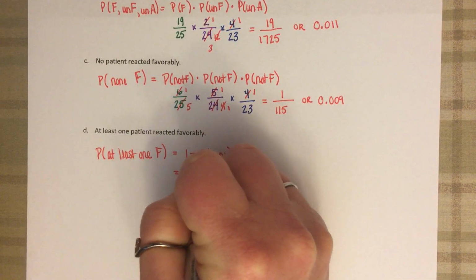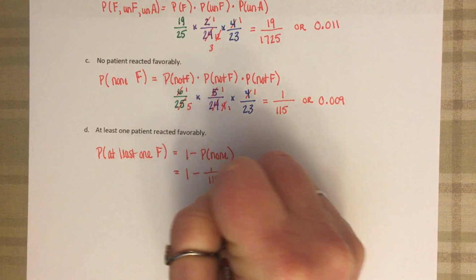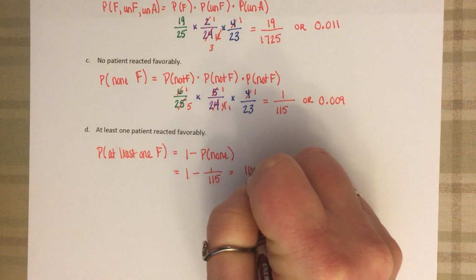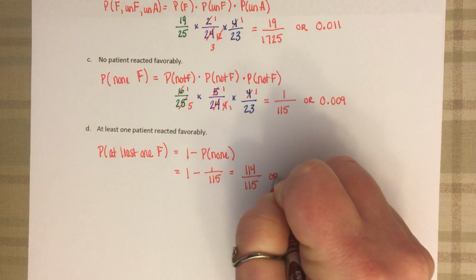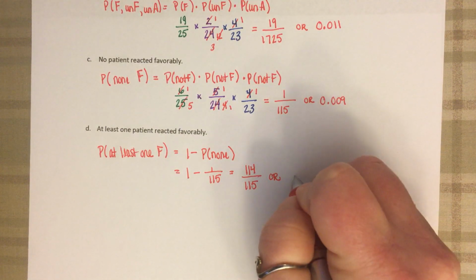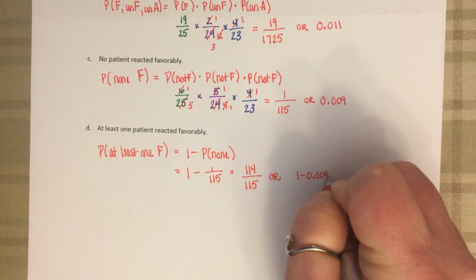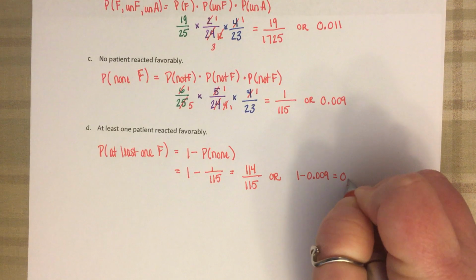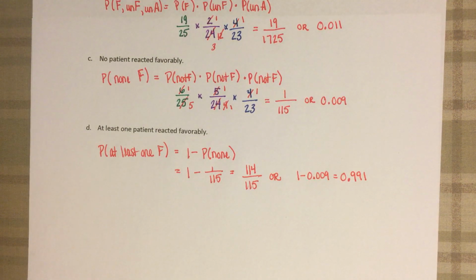So we're going to take 1 minus our 1 out of 115, which is going to give us 114 out of 115. Or if we subtract as a decimal, 1 minus 0.009 gives us 0.991. So we have about a 99% chance that at least one patient reacted favorably.